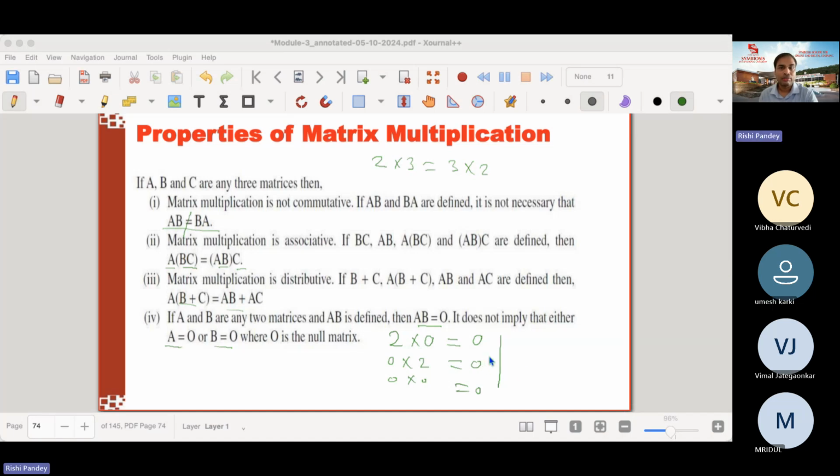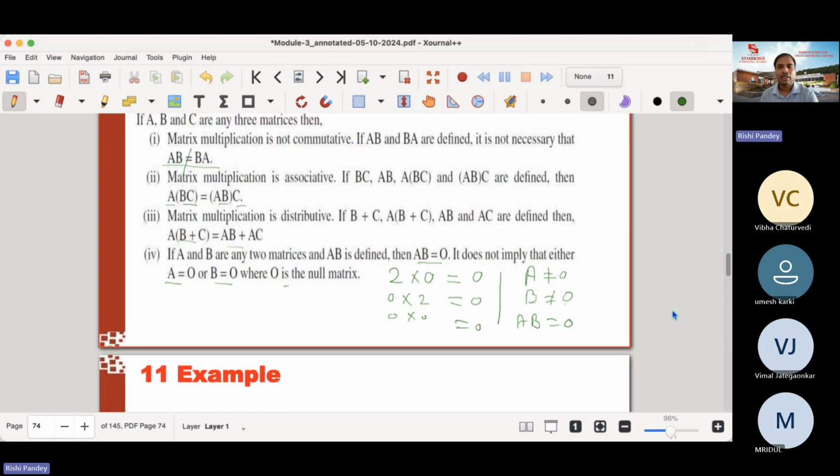Yes, sir. But in a matrix, it is different. In a matrix, if A is not 0, meaning at least one element cannot be 0, and B is not 0, meaning here either the first is 0 or the second is 0 or both are 0. But in a matrix, if A is not 0 and B is not 0, still the product can be 0. You got my point? So this is written here: A is not 0, B is not 0, then still the product can be 0.